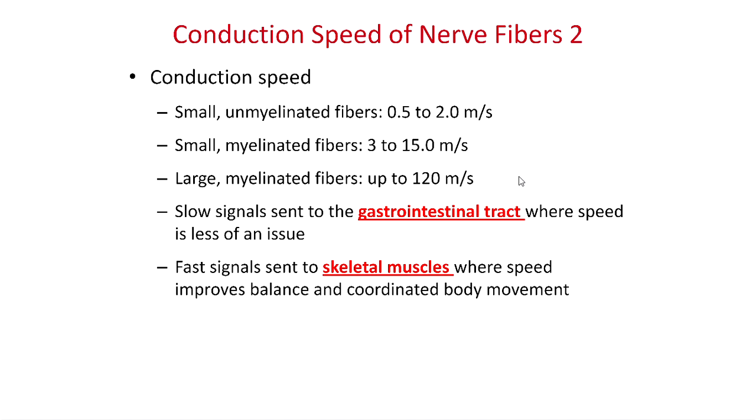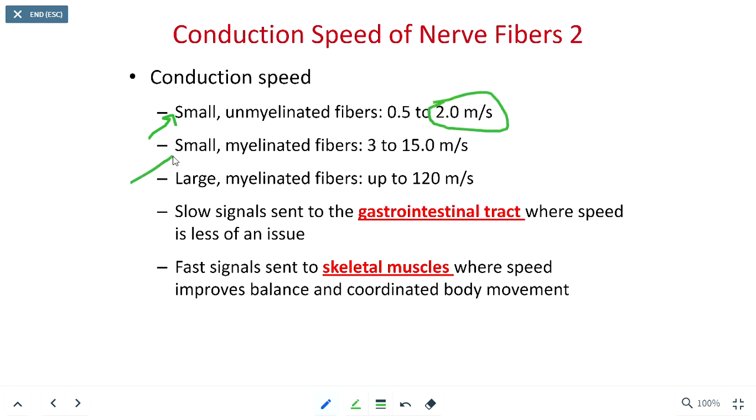So let's get some numbers to this. If we have a small unmyelinated fiber, the action potential can move up to 2 meters per second. If it's small and myelinated, the action potential speeds up to 15 meters per second. And if it's large and myelinated, it can go up to 120 meters per second.